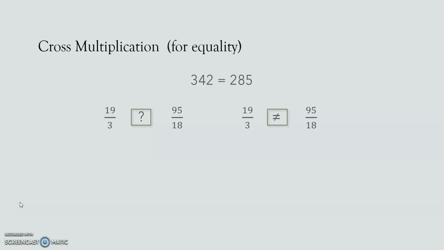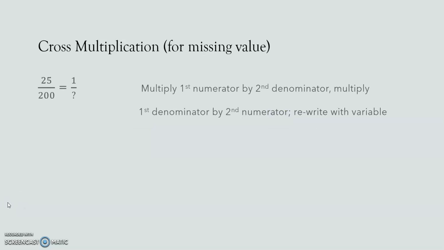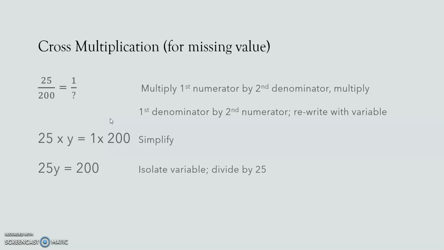The other reason to use cross multiplication is for a missing value. So here we have our example of 25 over 200 equals 1 over something. You might be able to do this in your head and tell me it equals 8, but if you don't know that, then you can use cross multiplication. So you multiply your first numerator by your second denominator and your first denominator by your second numerator, and you rewrite this with a variable instead of your question mark. So here we have 25 times y, we'll use y for our variable, and then we have 1 times 200. And if we simplify this, this gives us 25y equals 200.